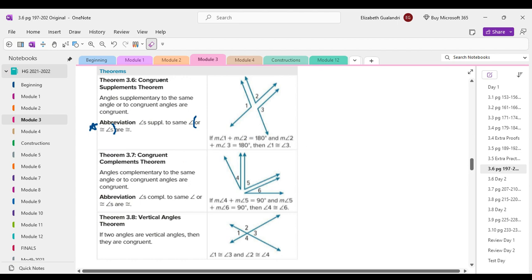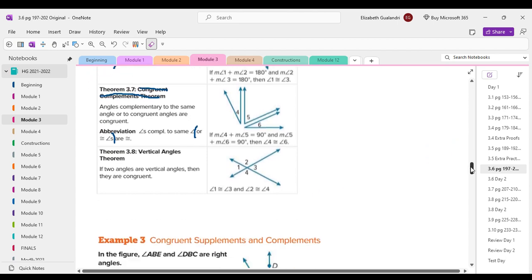Again, you're not going to call it the congruent supplements theorem. You're going to use an if-then statement or this statement right here. Same thing with congruent complements theorem. We're not going to call it that. We're going to use it. So we're going to say that angles that are complementary to the same angle, again, it could be or congruent angles, but angles that are complementary to the same angle are congruent to each other. So since angle 4 and 5 are complementary, angle 5 and 6 are complementary in this case, then angle 4 is congruent to angle 6 because they're complementary to the same angle.